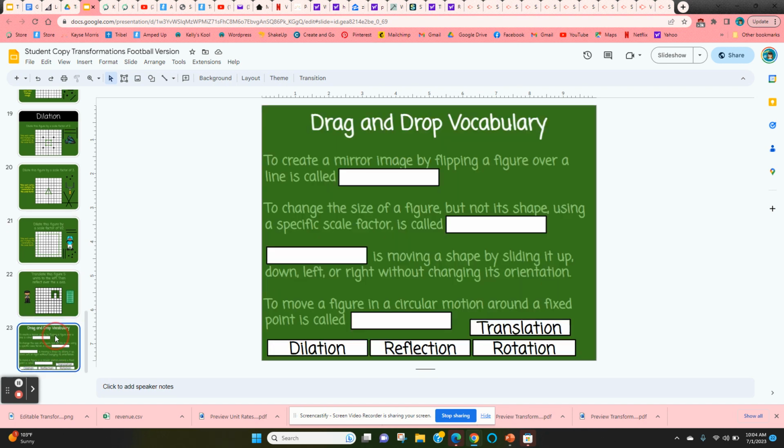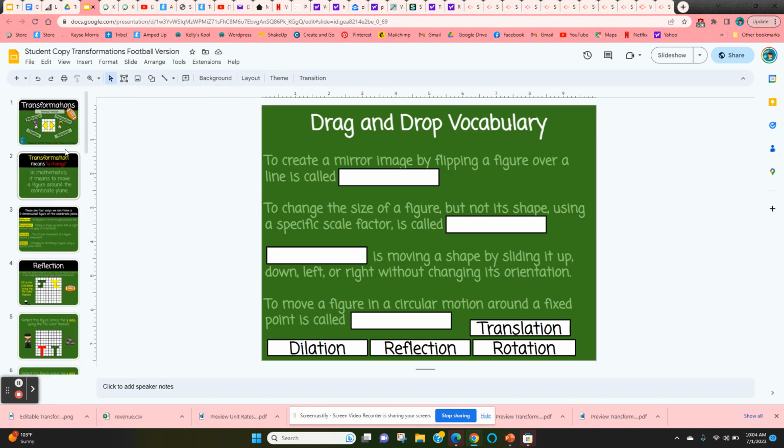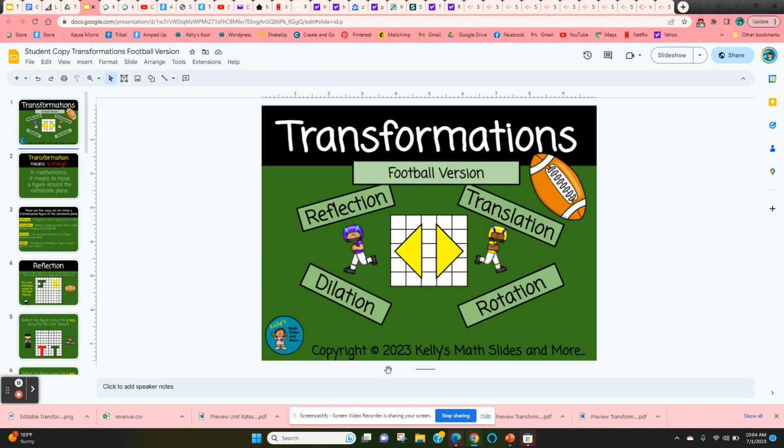And then the final slide, we're going to be going back, reviewing the vocabulary. Students are going to just click and hold, move these into the correct place in the sentence frames. This gives them a good review of each one of these transformations. So that is a digital lesson, football themed, of transformations.